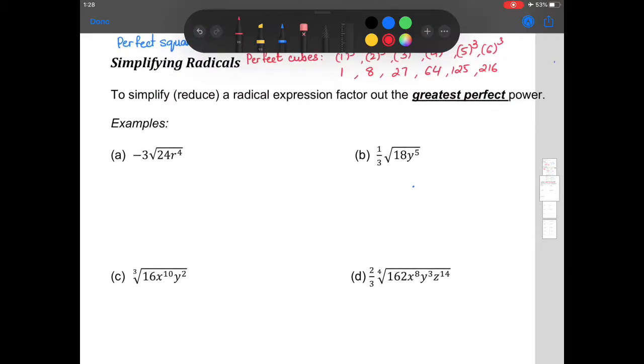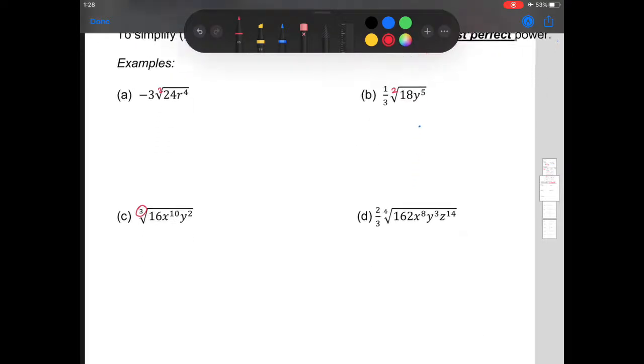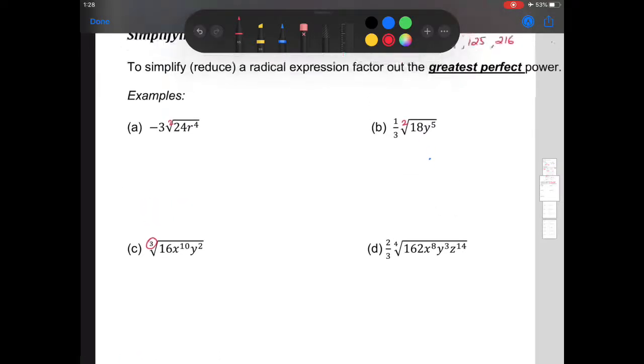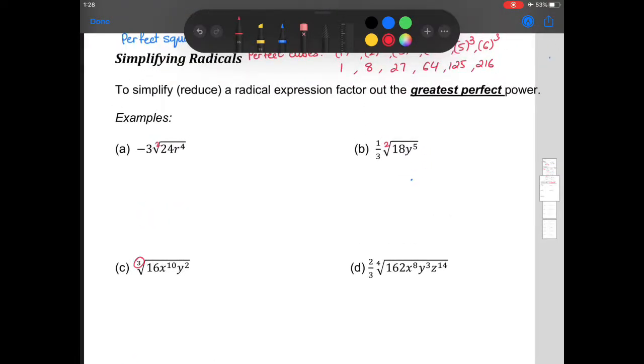So here it says, to simplify, reduce a radical expression, factor out the greatest perfect power. So when it says greatest perfect power, I'm basically looking at my index. What's in my index? Here it is square, right? Here it's square. If you look at C and D, C it's cube, D it's the fourth root. And we're going to skip letter E, so you can just cross that out for now. Okay. So I'm going to start with letter A, and this number -3, I don't need to do anything with it till I simplify my radicand.